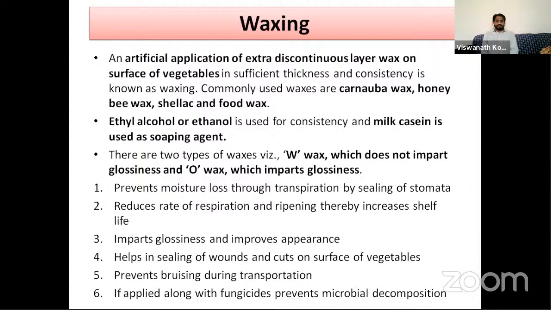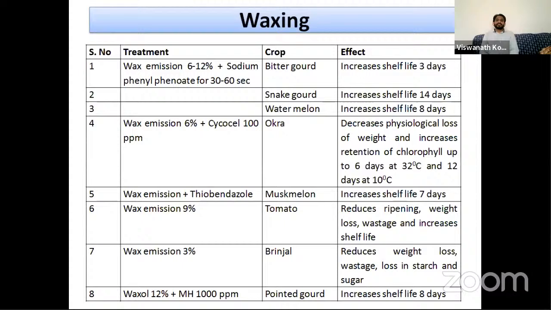You can read here the benefits of the waxing. You can read from the slides. I can give you the slides. So, for different crops, what is the waxing treatment, and what is the effect? How many days does it increase the shelf life? This may not be required for JRF level, but if anybody is doing MSc and PhD, for them it will be useful.